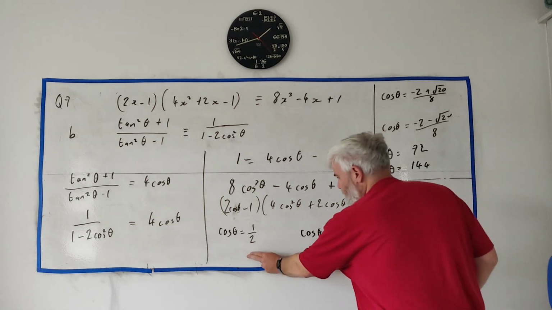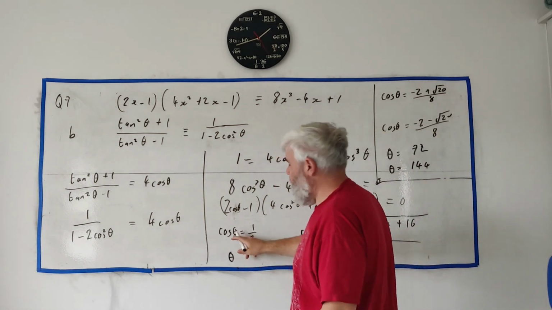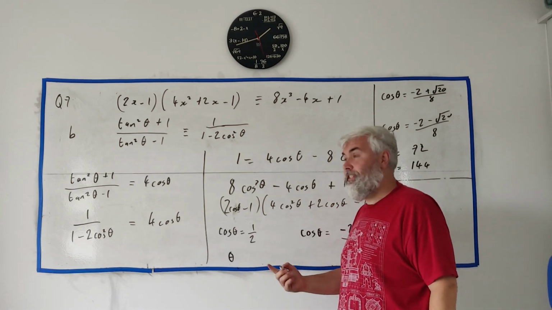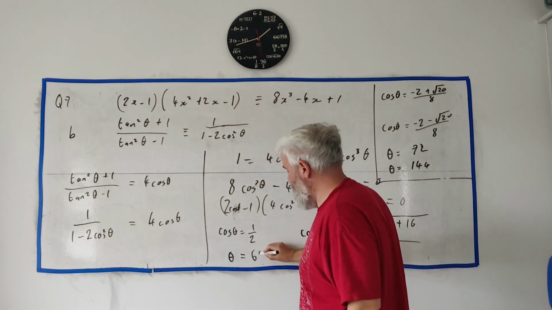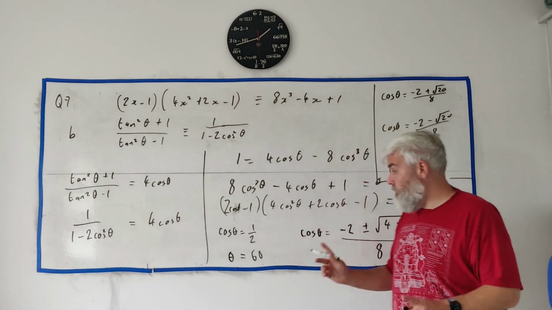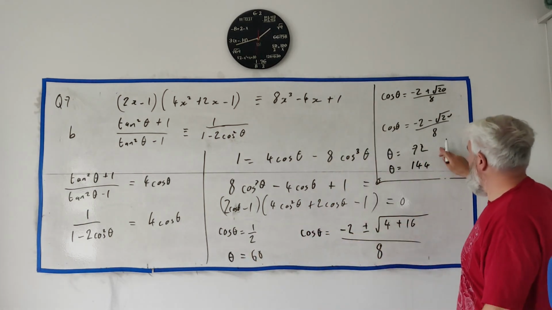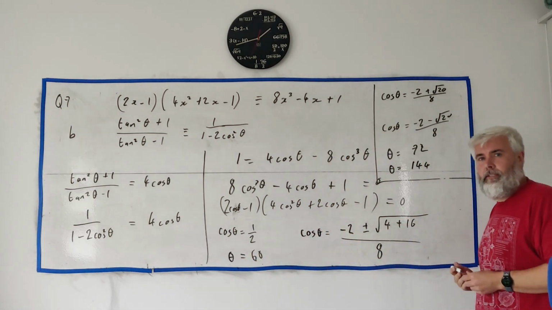And this answer down here, sorry, we never solved that. Cosine theta equals a half, it's 60 degrees. So just 60 degrees there. That's your 3 answers.